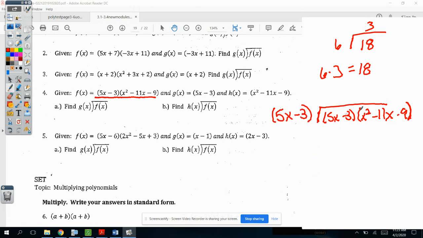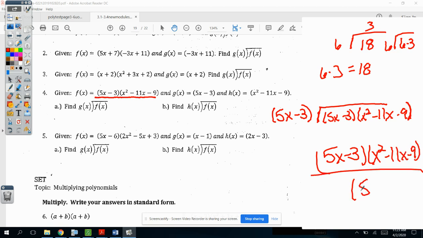Okay? So if I'm dividing this, if I go back to here, if I write this as 6 times 3, divide by 6, those 6's cancel and you're just left with the 3. Same thing here. I could write it as a fraction if I wanted to. I could put 5x minus 3 times x squared minus 11x minus 9 over 5x minus 3. There, it kind of straightened up. Maybe it's the end of the screen. And these guys would simplify and you're just left with this. So the answer is going to be x squared minus 11x minus 9.